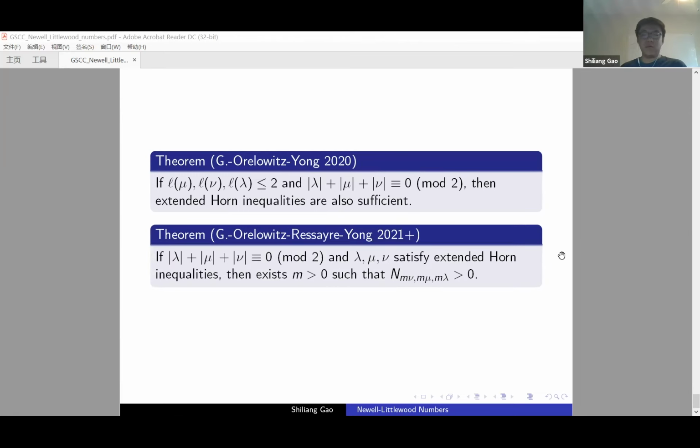And moreover, in our most recent work, which is in preparation, we were able to show that if we have this size being even condition, which is trivial, then lambda, mu, nu satisfy the extended Horn inequalities if and only if, since we already showed the necessary direction, there exists some positive integer m such that the Newell-Littlewood number for m mu, m nu, and m lambda is non-zero. So this means that we obtain a description of the saturation cone of the Newell-Littlewood number.